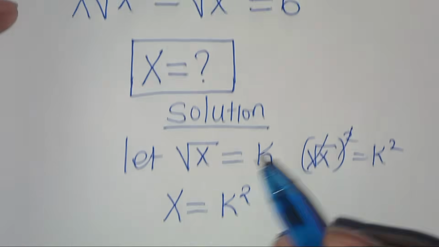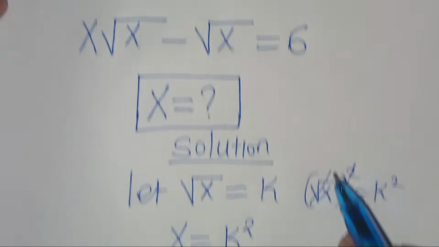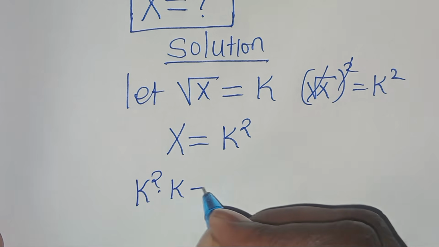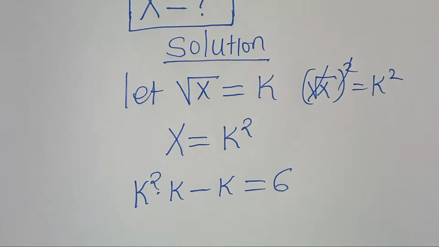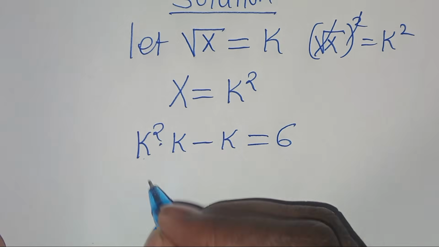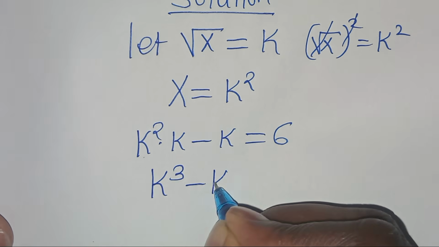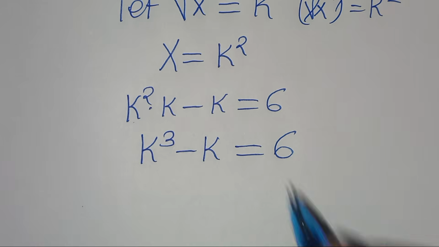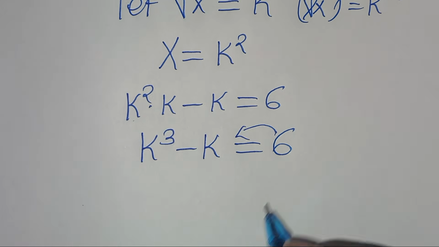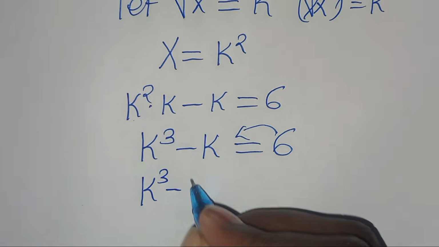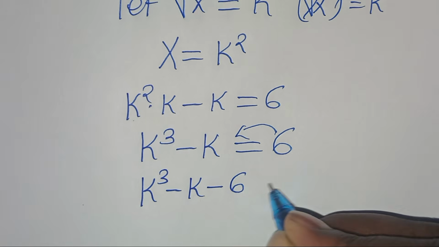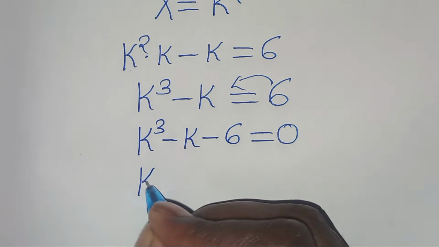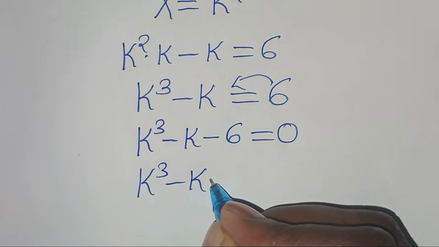Now let's express this equation in terms of k, so that we have k squared multiplied by k minus k, this is equal to 6. So k squared times k is k to the power of 3, minus k, equal to 6. Now the next step is to take 6 on the left hand side, so that we have k to the power of 3 minus k minus 6, this is equal to 0.